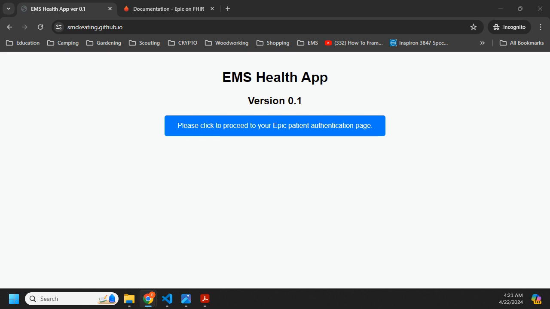How I implemented this project: I deployed it on GitHub Pages. It's a static web page. No data is stored in the application itself. It's all pulled down through FHIR APIs from a FHIR server.